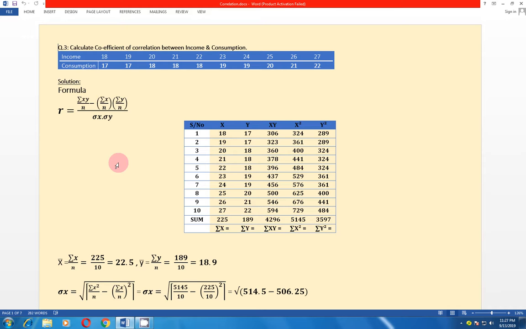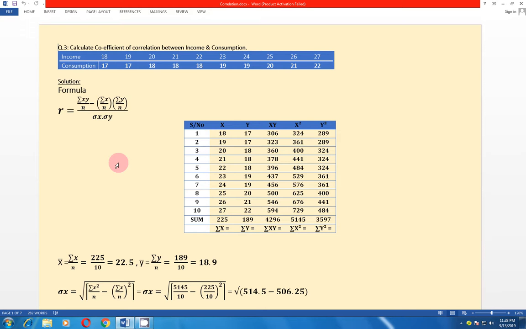And there are 5 possible relationships of correlation coefficient. The 5 different relationships are positive, negative, perfectly positive, perfectly negative, and zero correlation. And all these 5 relationships are deeply related to the answer of the correlation coefficient. For example, if answer of correlation coefficient is 0, it means that there is no relationship between these two variables.